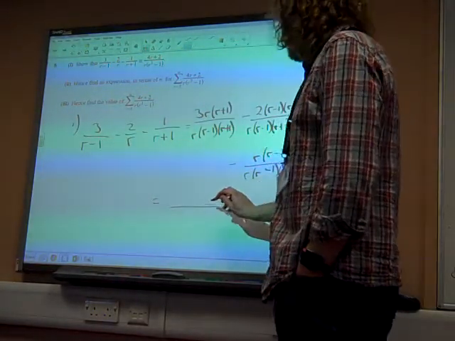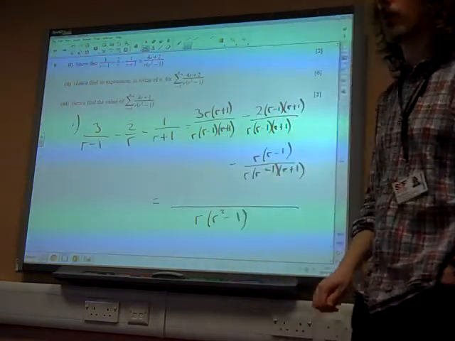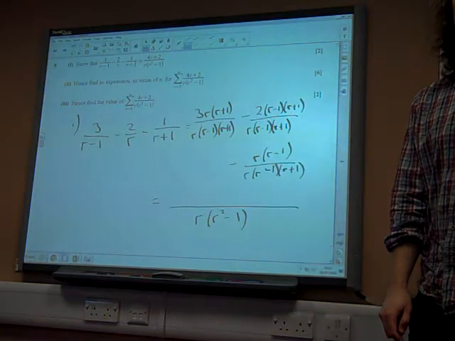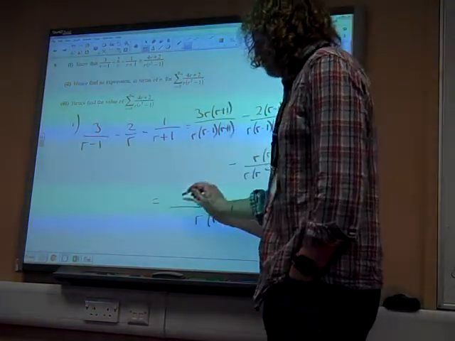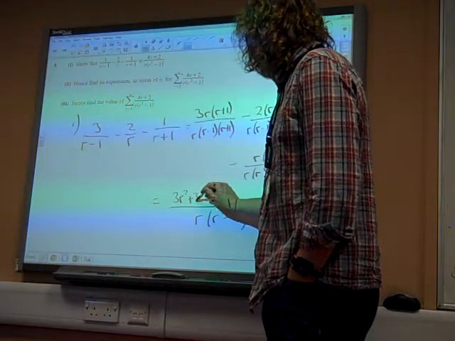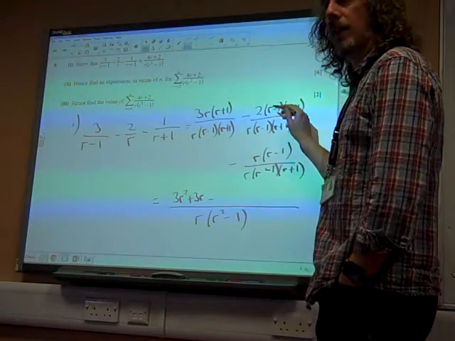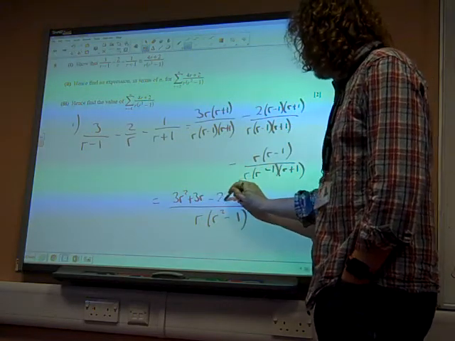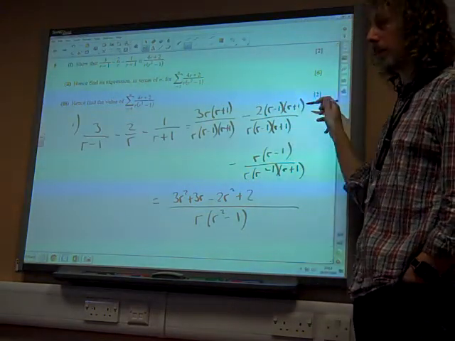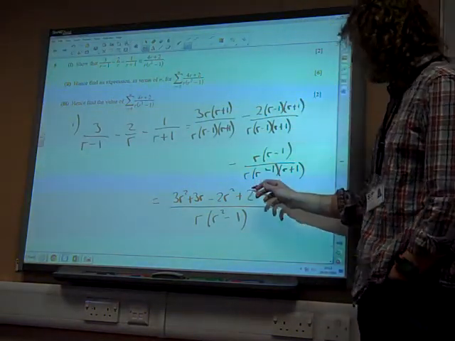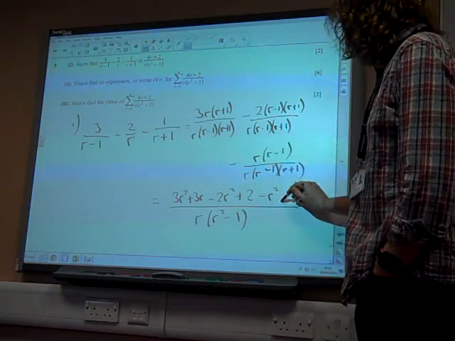The bottom line is let's put it all over that common denominator of r squared minus 1, because it's a difference of 2 squares there. Now we need to tidy up the top. Just check that we've got the right things here. We've got 3r squared plus 3r. Here we've got minus, well that's r squared minus 1, isn't it? So that's minus 2r squared plus 2, because it would be minus 2 times minus 1, so that's minus minus plus. And here we've got minus r squared plus r.